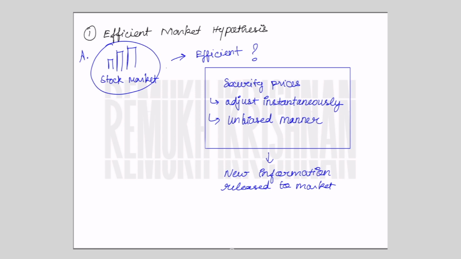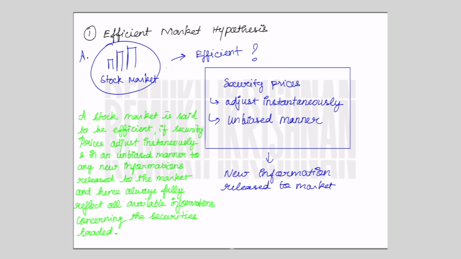To put it in words, a stock market is said to be efficient if security prices adjust instantaneously and in an unbiased manner to any new information released to the market, and hence always fully reflect all available information concerning the securities traded. So if something out there is going to affect the stock price, then it is efficient, because we can rely on it to take our decision. That is how this hypothesis works.